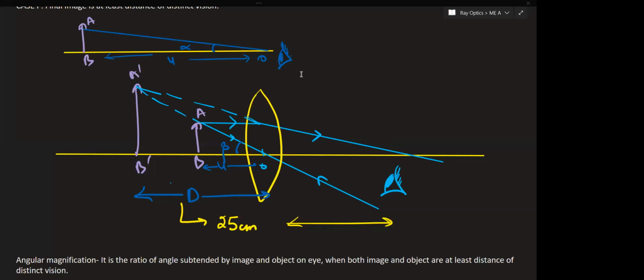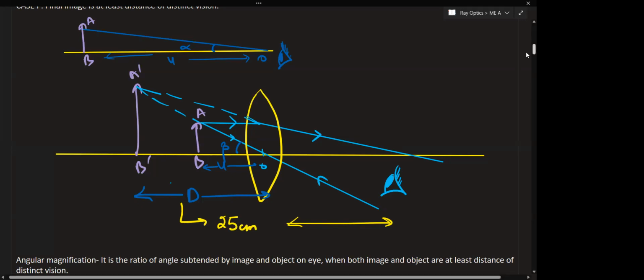No doubt, Fahad, which you're asking. This is the adjustment of the microscope, basically. So you keep the object in such a position where you see the image clearly. And at what point will you see the image clearly? When it is at the least distance of distinct vision, right? So that's why A dash B dash is the final image. Understood? This is the final image that is formed.